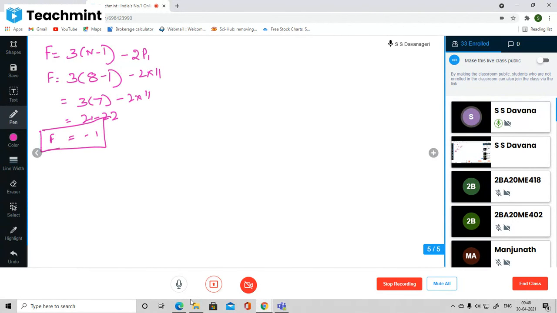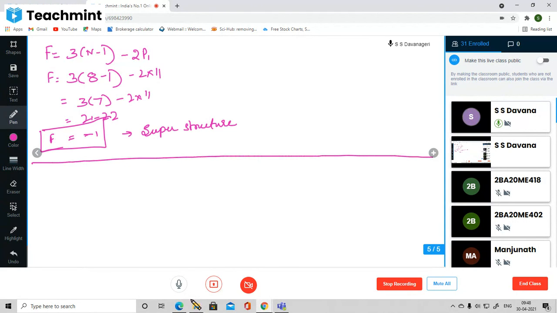So now what type of structure is it? As it has negative degrees of freedom, this is what? A superstructure, and it does not have any mechanisms within it. Now let us go for the next diagram.